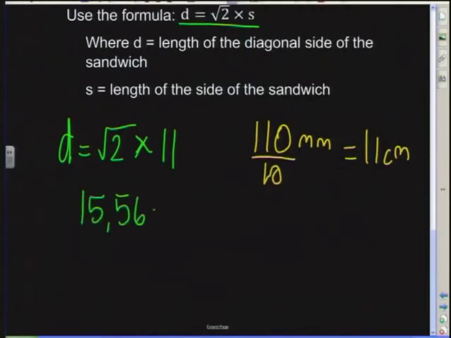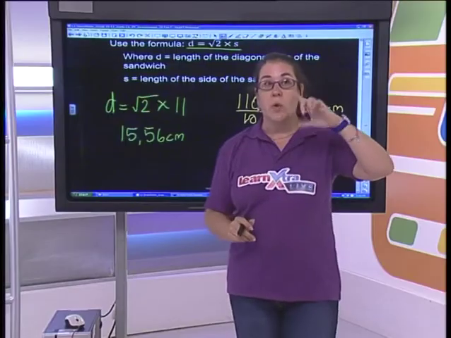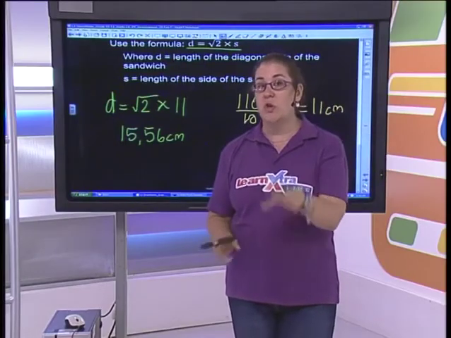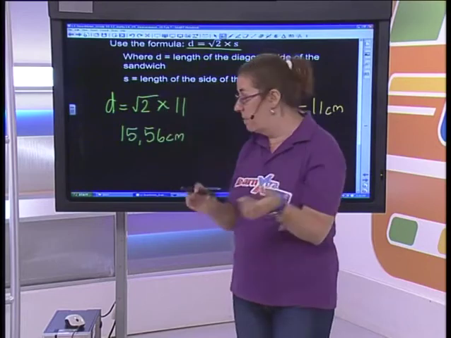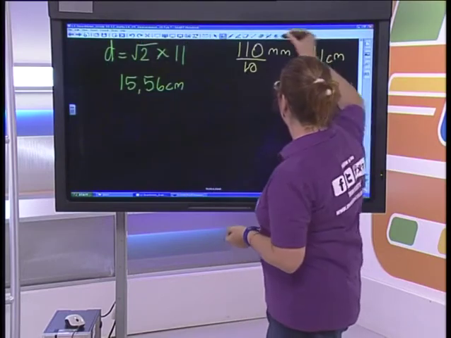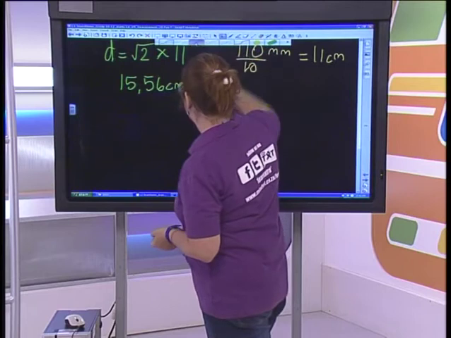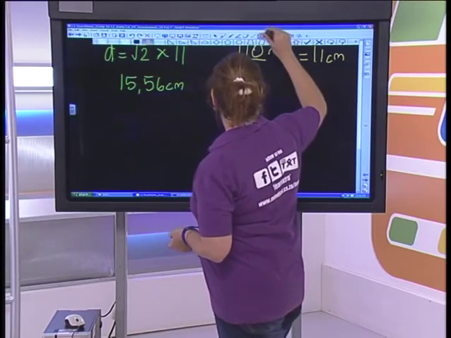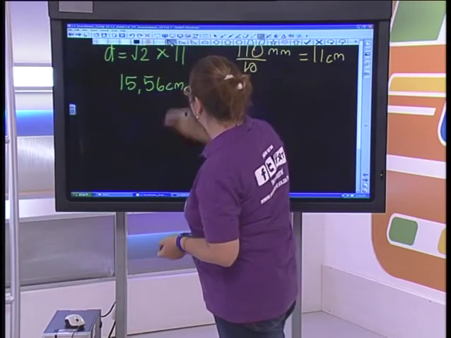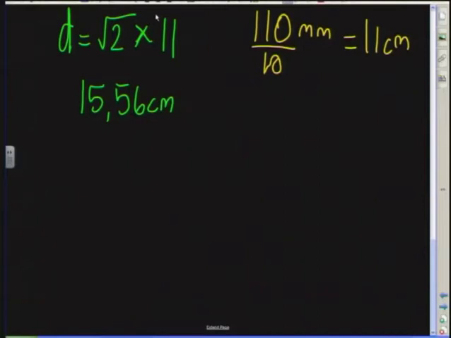15,56 centimeters. Now, what I want to do is go through where that formula came from, because one thing that I haven't done in our volume and area is Pythagoras. So let's try to get a nice triangle. No, that's not going to work. Never mind. Okay, let's get a triangle.